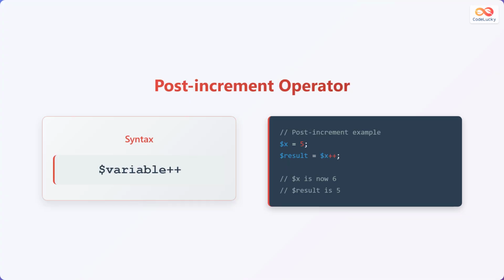Now let us take a look at the post-increment operator. The syntax is $variable++. Here's an example. $x = 5. $result = $x++. In this case, $x's original value of 5 is assigned to $result, and then $x is incremented. So $result will be 5 and $x will become 6.